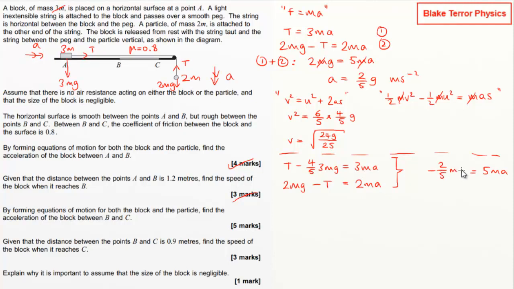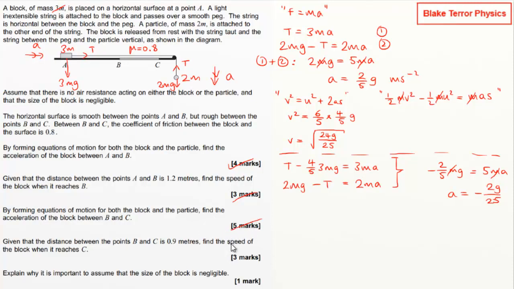So the friction is slowing down the motion here. We can cancel the masses and we're going to get the acceleration is minus 2g over 25 meters per second squared. So again, remember to write the units in. I've just run out of space on the screen. So that's given us the acceleration between B and C.